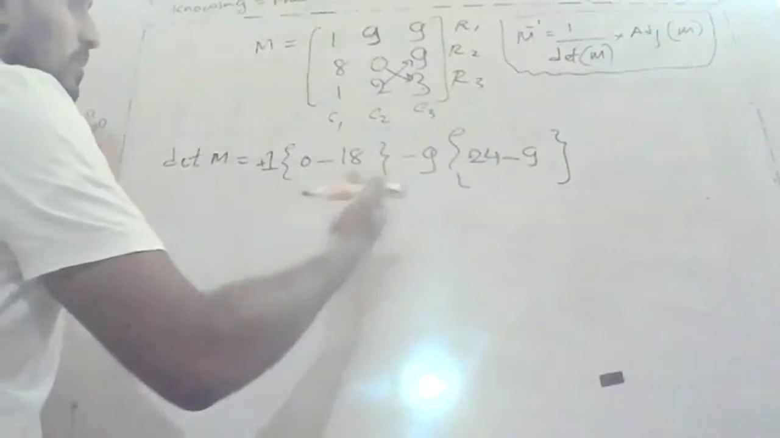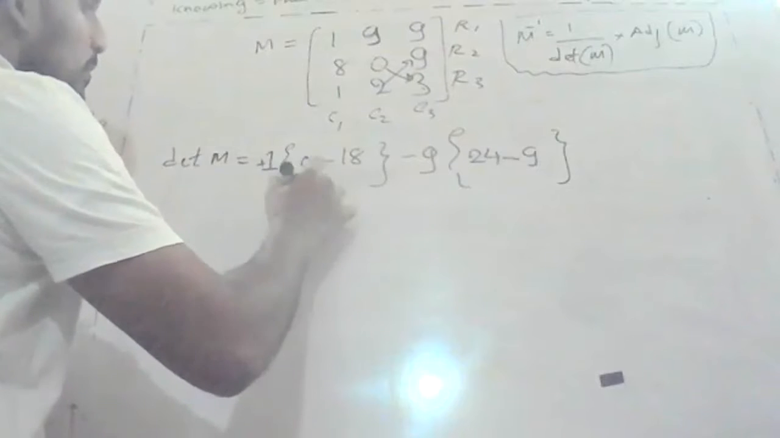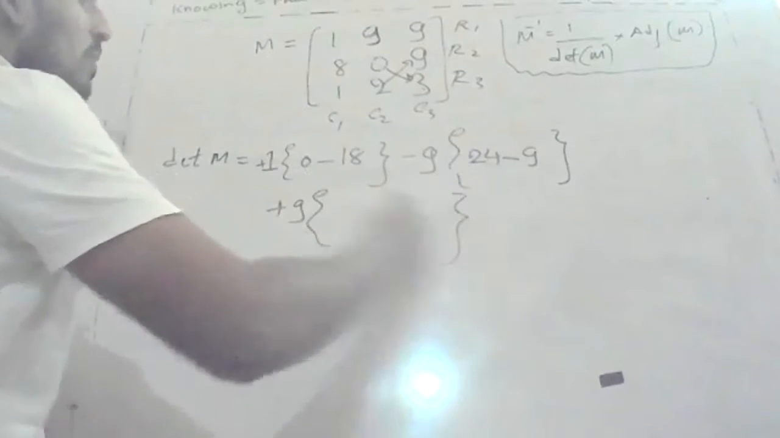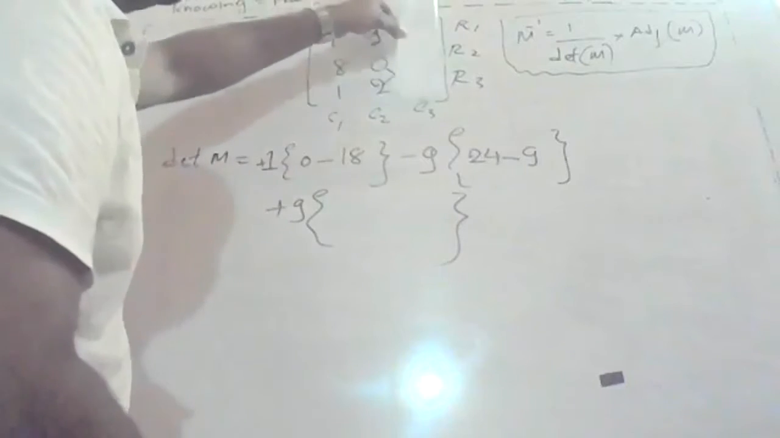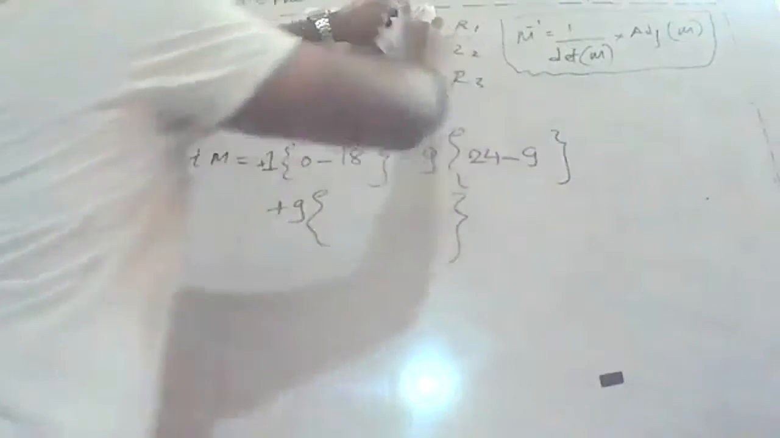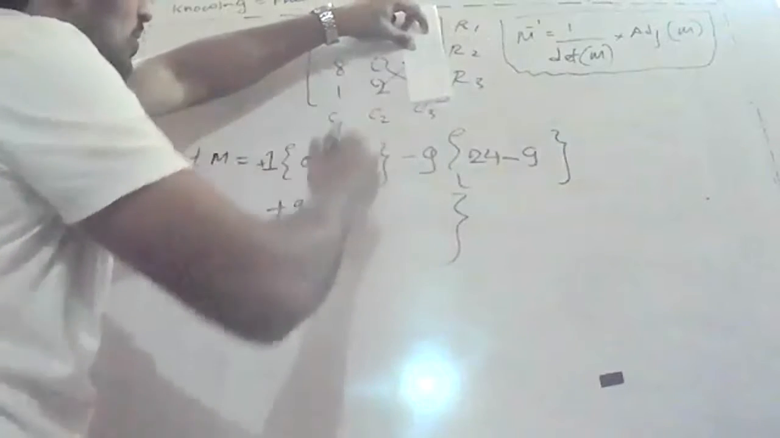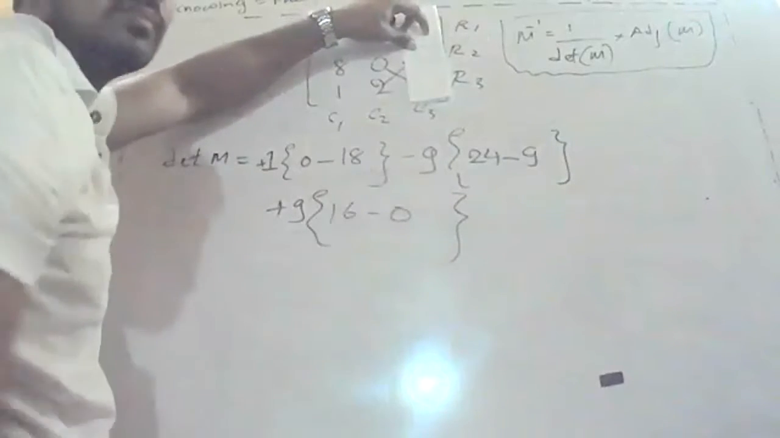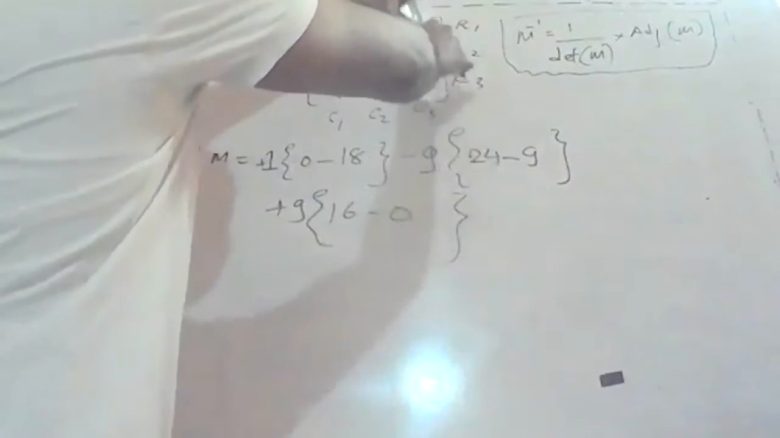Now you tell me what is the coefficient for the last guy. Positive, negative, and positive, so it is positive 9. Now, what you have to do? Cover the column that belongs to there and cover the row that belongs to there. You will get something like this. 8 into 2, 16, minus 0. Okay, so I hope you got that. Done.